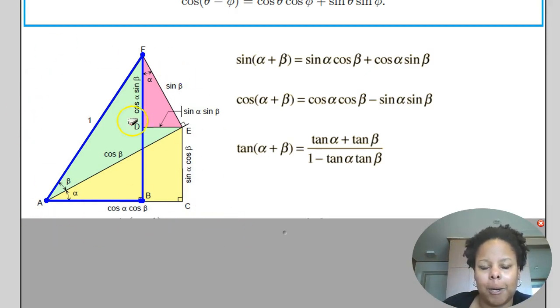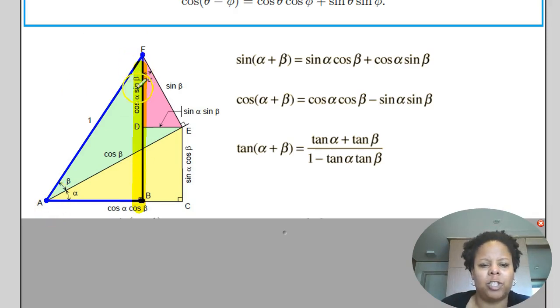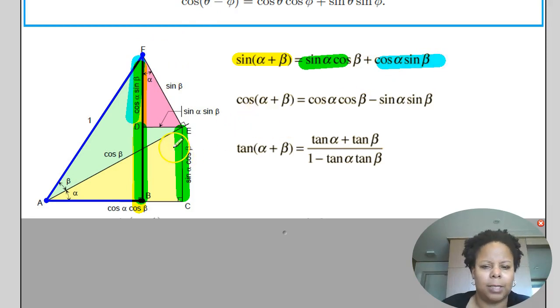Okay, so as we can see here, we have this alpha plus beta right triangle with a hypotenuse of 1. And if I want to find the sine of this angle, then all I have to do is find the adjacent side and divide it by the hypotenuse. Well, the adjacent side, as you can see, is made up of two parts. It is made up of the sine alpha, cosine beta, which is this part, and then it's made up of the cosine alpha, sine beta, which is this part. Okay? And that's how we get sine of alpha plus beta.